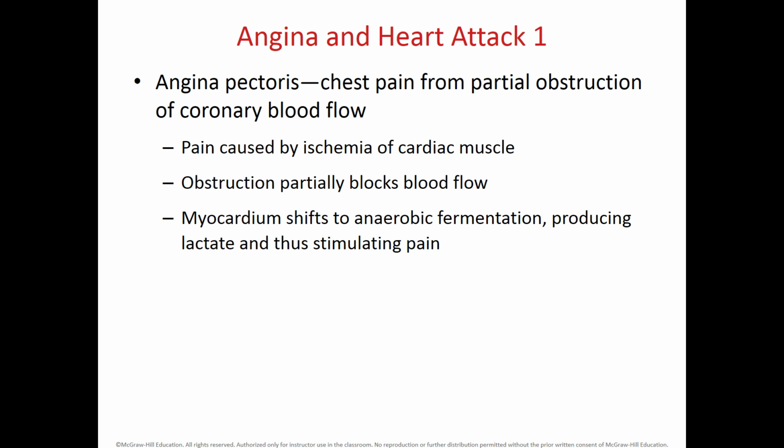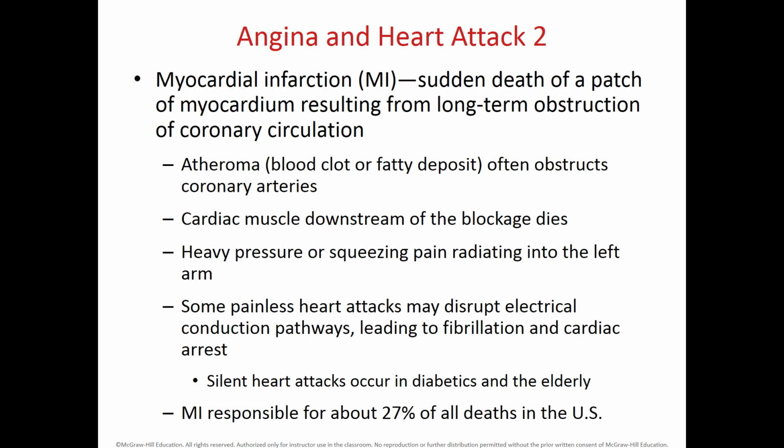And this ischemia is going to damage this cardiac muscle, and then the cardiac muscle is going to release chemicals that are going to stimulate pain. And the myocardium will start shifting to have ATP formation by anaerobic fermentation, and it's going to produce lactate, stimulating more pain. When you have partial obstruction of the coronary arteries, it is going to give this pain that we know as angina pectoris.